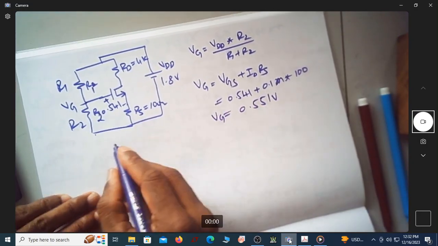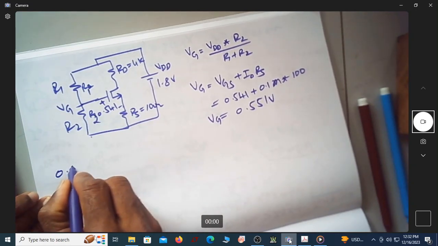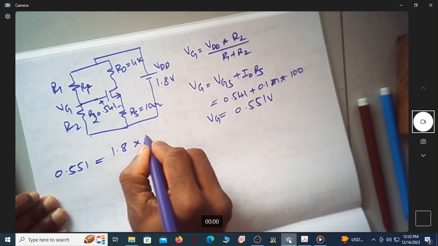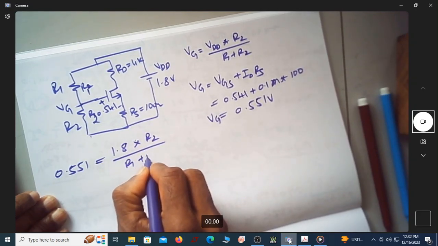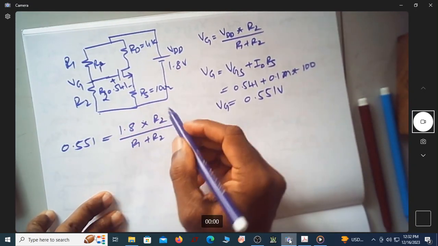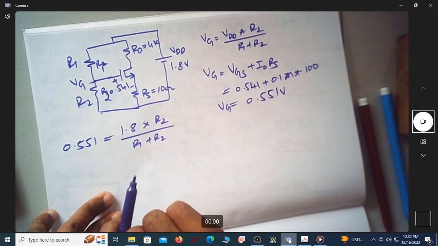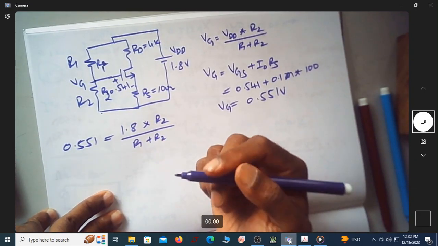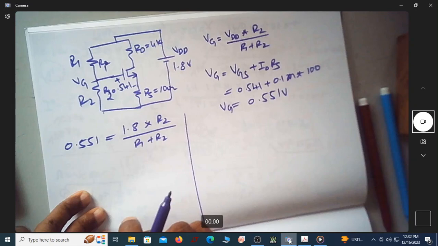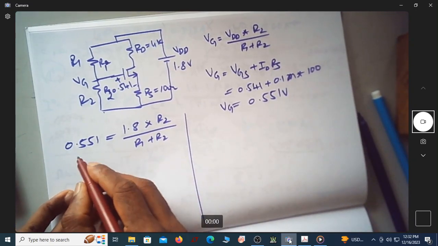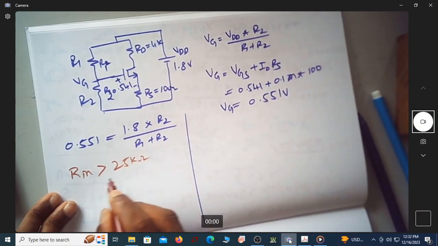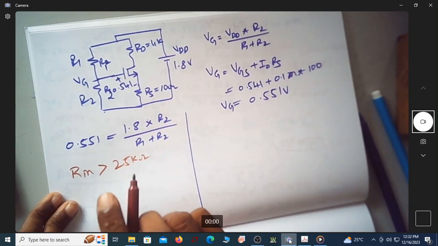So now shall I write it as 0.551 is equal to 1.8 multiplied by R2 by R1 plus R2. Correct? So now we have only one equation, but there are two unknowns. So how do I go about solving this? Now there are two methods of finding the values of R1, R2. One of the conditions given is that Rin should be greater than 25 kilo ohms. So what is the relation between Rin and R1, R2?